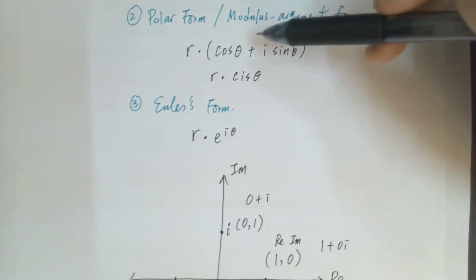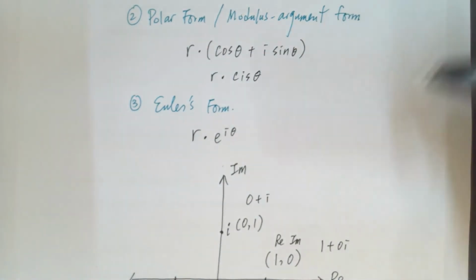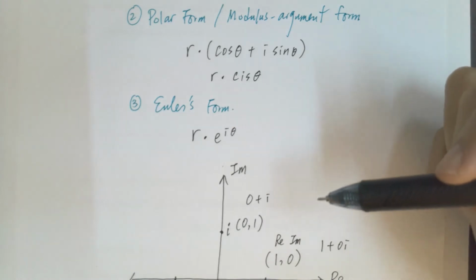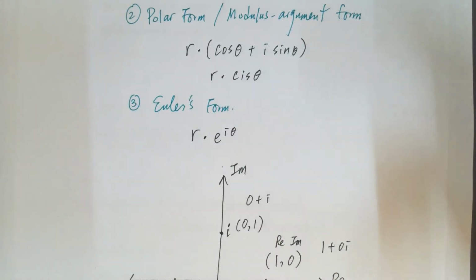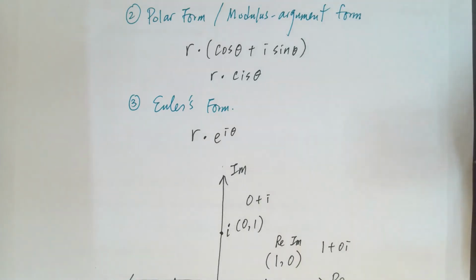I like the cosine and sine part because it really shows the structure of a complex number. So if we take a look at this, for every complex number, if you want to plot it on the plane, you can represent it with two things: the distance, the radius, from the origin to that point, and the angle between that point and the real axis.